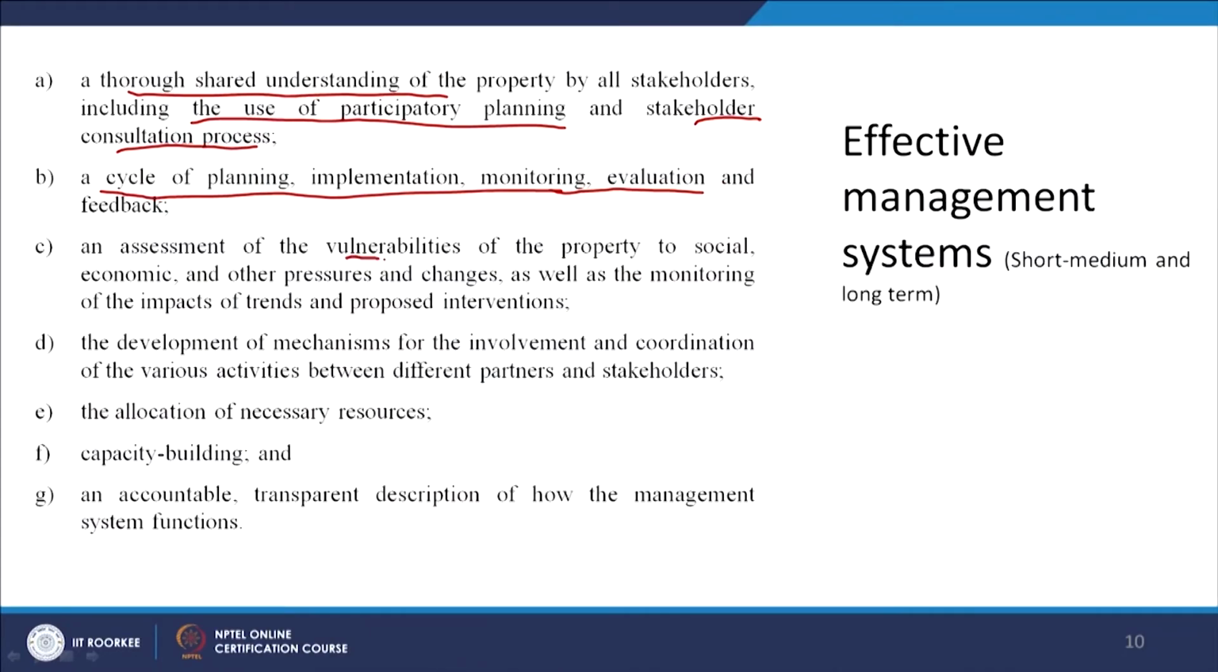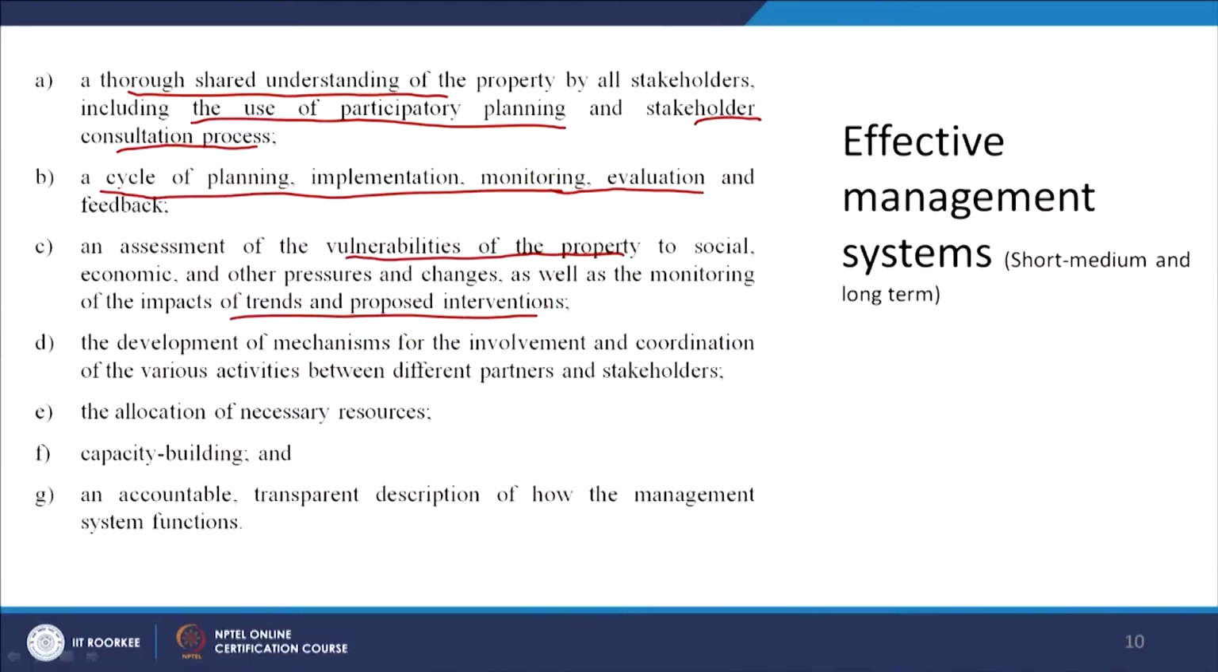An assessment of vulnerabilities of the property to social, economic, and sometimes also climatic pressures, as well as the monitoring of the impacts of trends and proposed interventions. Like in our previous lectures, we also talked about the Pitalkhora caves, how the cave, because of various wind erosions or various climatic factors, is gradually deteriorating. So they try to channelize the water through a different route, in order to protect these rich cave shelters.